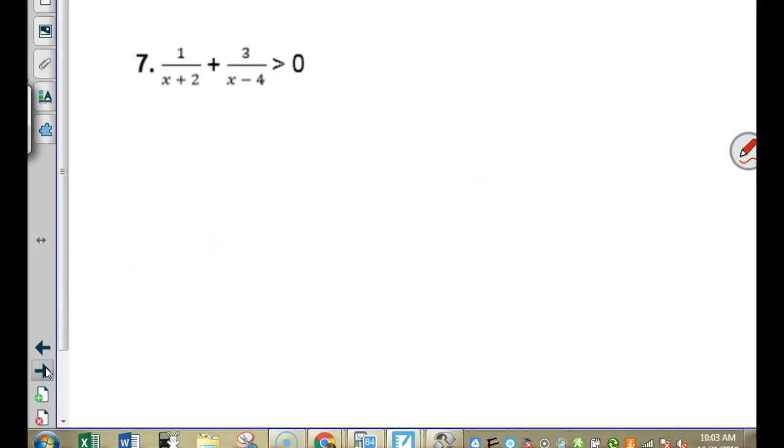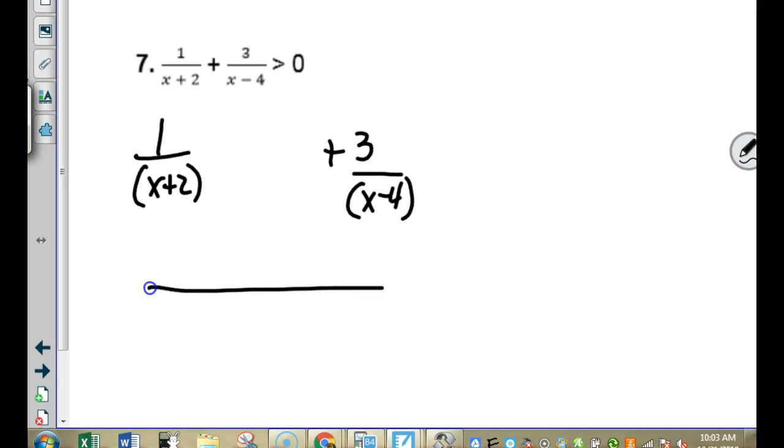Okay. Number 7. Well, we got the 0 part. What do we have to do, though? Yeah, get a common denominator to add. So we have 1 over x plus 2 plus 3 over x minus 4. What is the common denominator going to be? X plus 2 and x minus 4.